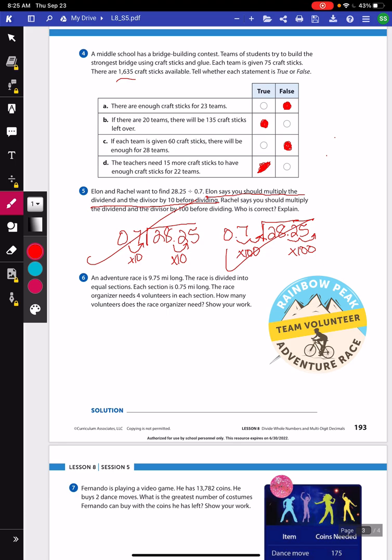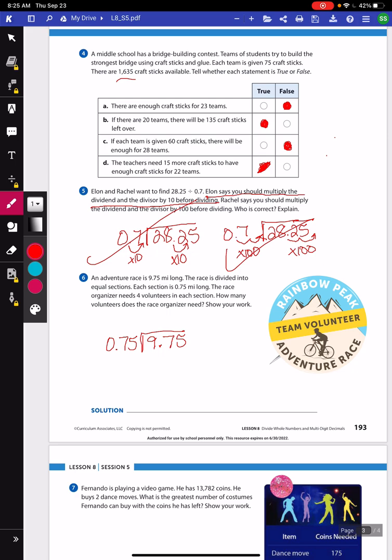So an adventure race is 9 and 75 hundredths of a mile long. The race is divided into equal sections. Each section is 75 hundredths of a mile long. The race organizer needs 4 volunteers in each section. How many volunteers does the race organizer need? So if the race is 9 and 75 hundredths long, and it's divided into equal sections, each section is 0.75 of a mile long.